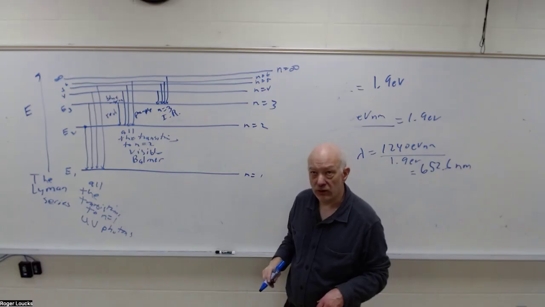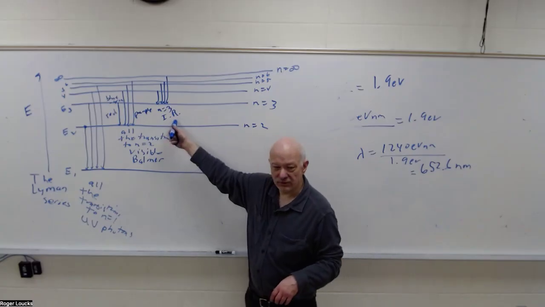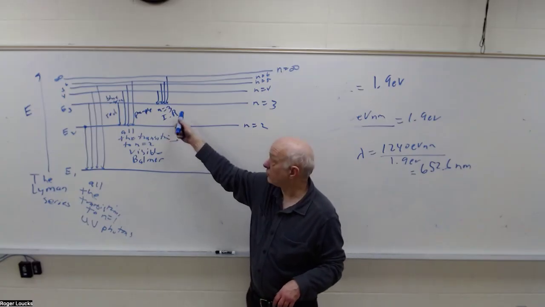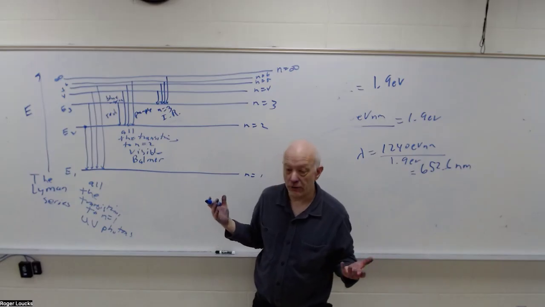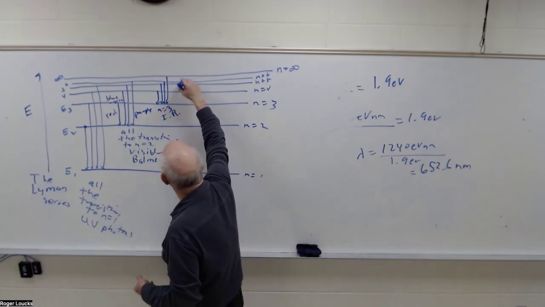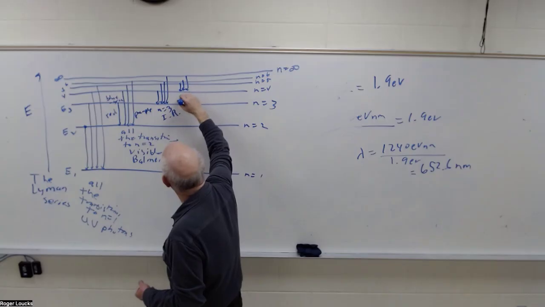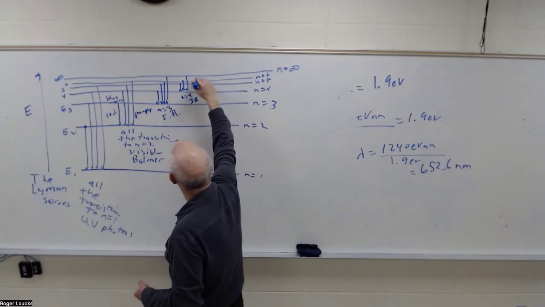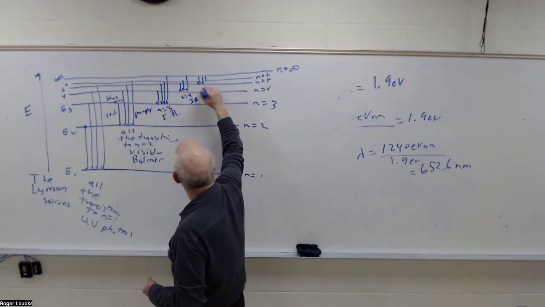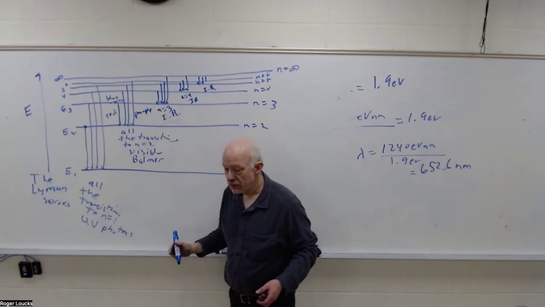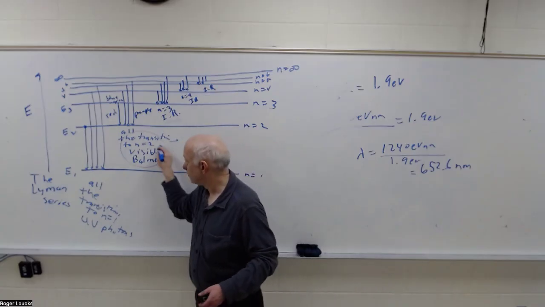Lyman, Balmer, Paschen, then Brackett. I'll look up the name here. This is either Brackett or Pfund, I can't remember which one, but these are IR. All the rest of them are IR as well. So if you look at these ones here, these are the transitions to n equals 4. These are IR. And the transitions to these ones here are also IR.